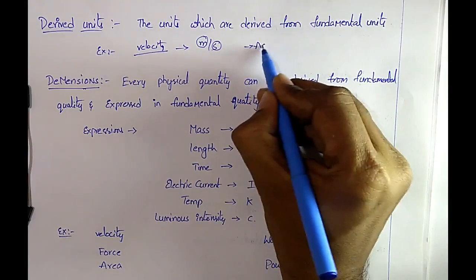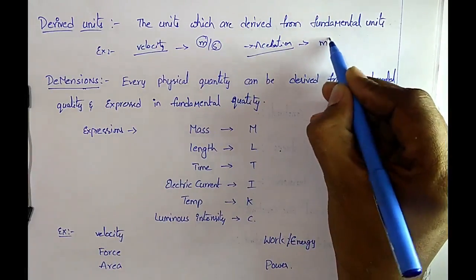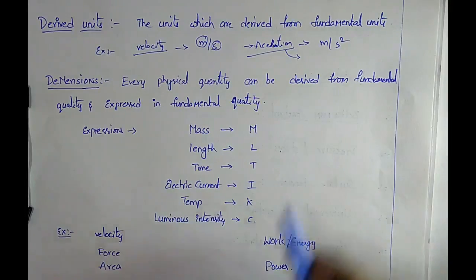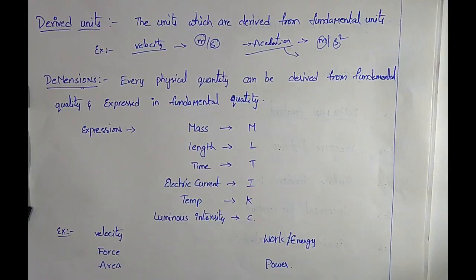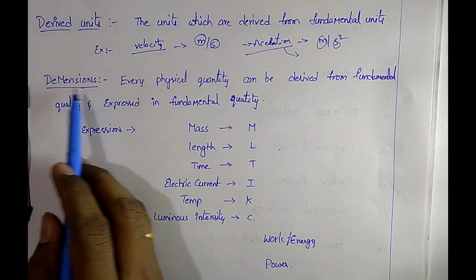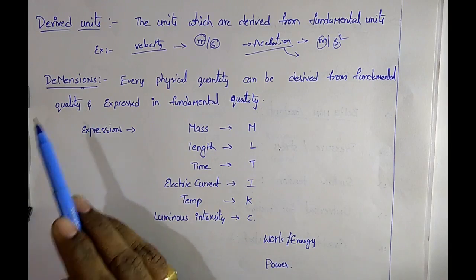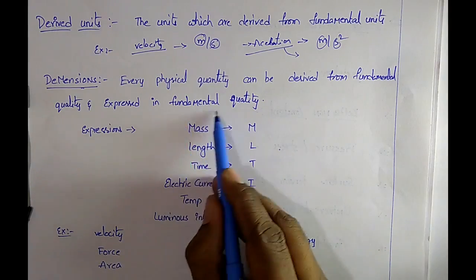For example, acceleration. The unit for acceleration is meter per second squared. So here it is also derived from the fundamental units, that is meter and second. These are called derived units. And the next one, dimensions. Dimension is nothing but the expression of units. Every physical quantity can be derived from fundamental quantities and is expressed in terms of fundamental quantities.